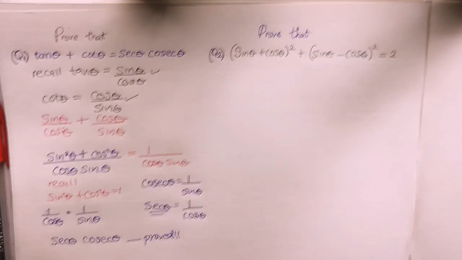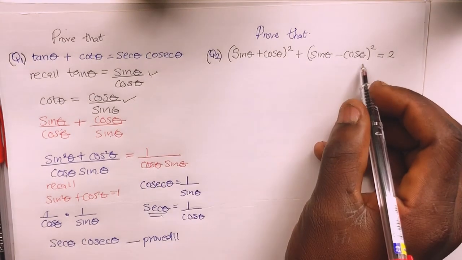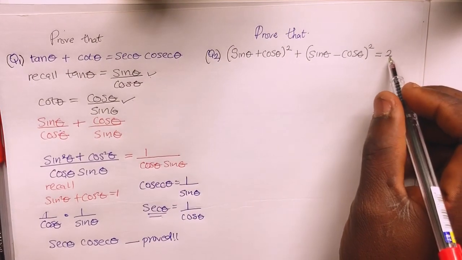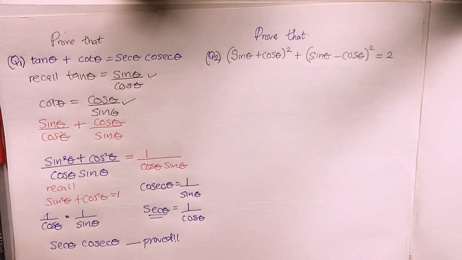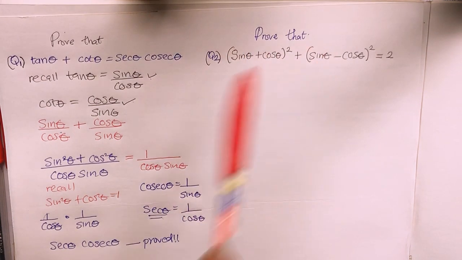It is very simple. The first thing is that you can actually prove from this side, or you choose to split this 2 into 1 plus 1. You recall that your 1 equals cos square theta plus sin square theta, then plus cos square theta plus sin square theta. Then you find the way to relate it to this.